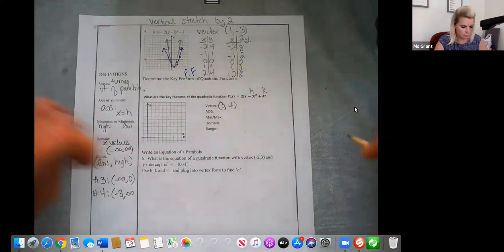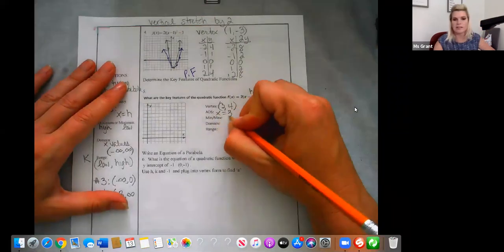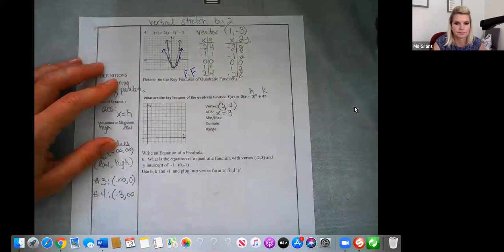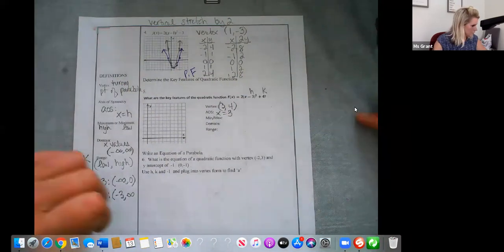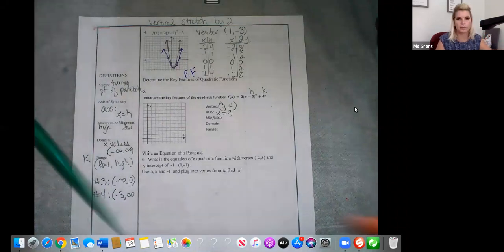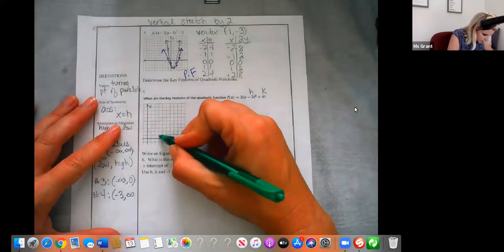Axis of symmetry. The X value of my vertex, X equals 3. It's a dotted line. Let me draw those in right now. I'll even do it with a color. You might not be able to see orange. So, okay, 3 comma 4. 1, 2, 3, 1, 2, 3, 4.